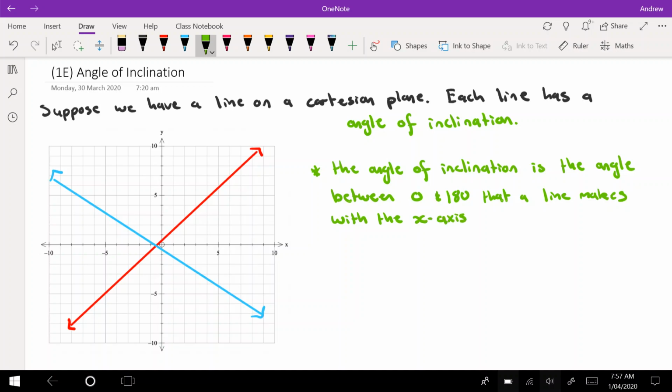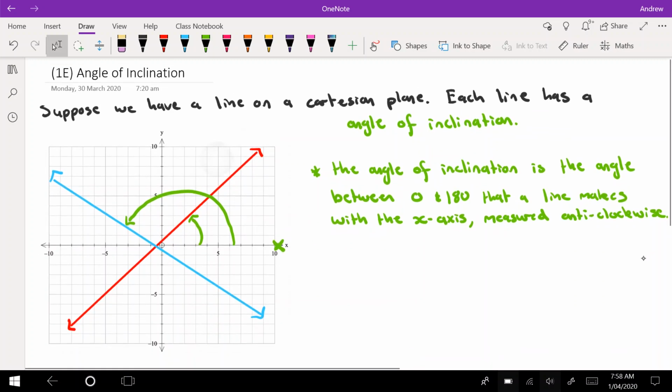But this is the important part. It's measured anti-clockwise. So, that means we're starting here. It's the angle that the line makes with the axis starting here. So for example, for my first line, it's going to have this angle of inclination. For my second line, it's going to be a bit bigger. This is going to be its angle of inclination. Whatever value of theta that's going to be, that is that angle of inclination.